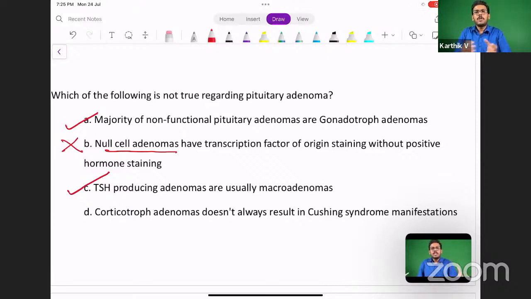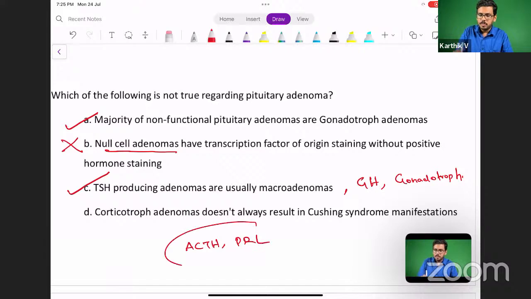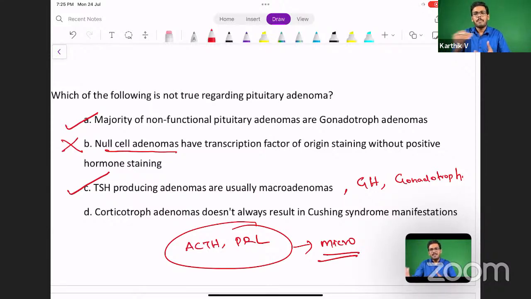So which among the functional adenomas are macro, which are micro? TSH, GH, and gonadotroph are the macroadenomas. The ACTH and prolactin are microadenomas. Why are these microadenomas and why are others macroadenomas? Because the clinical features of acromegaly are only slowly progressive and may not be readily apparent until later stages. Similar is the case with TSH producing adenomas. The degree of thyroid hormone elevation may not be that dramatic, hence there will be a long latent period before actual clinical diagnosis is made.